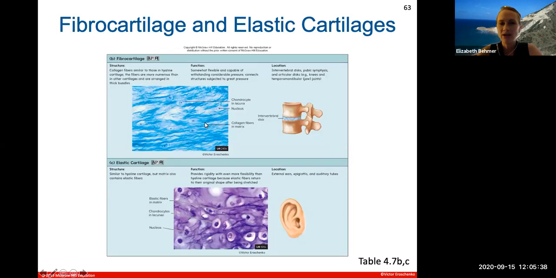So here's fibrocartilage. Again, you can see a lot of those fibers in the matrix, and that makes up your intervertebral discs between vertebrae. If an intervertebral disc bulges out or sticks out, we call that a herniated disc, and that can be really painful if it pinches up against a spinal nerve. So that's what a herniated disc is. It's a bulging out of this intervertebral disc, and this is what elastic cartilage looks like.